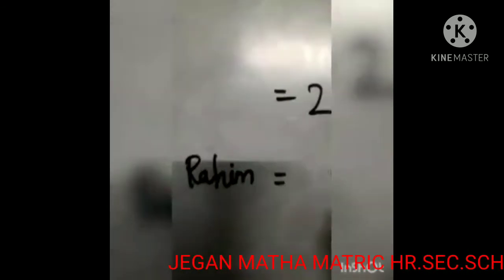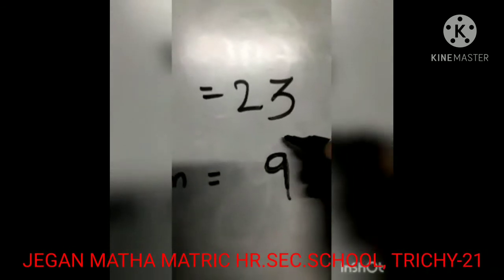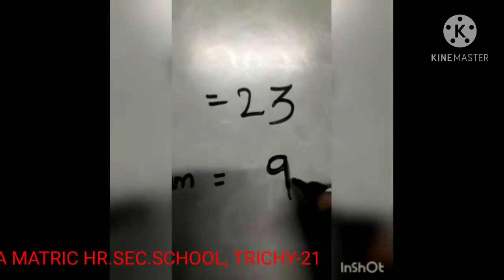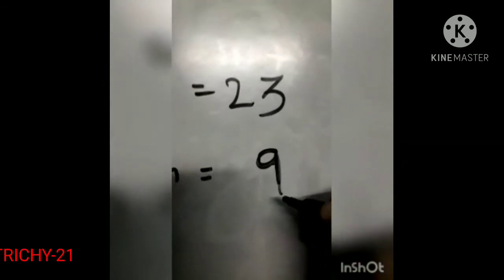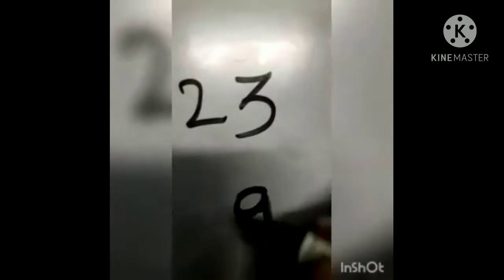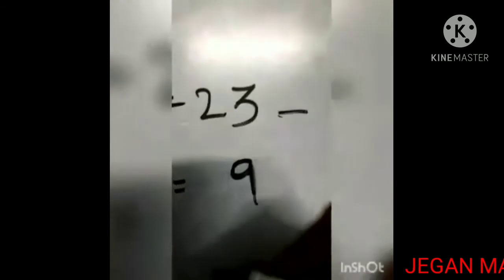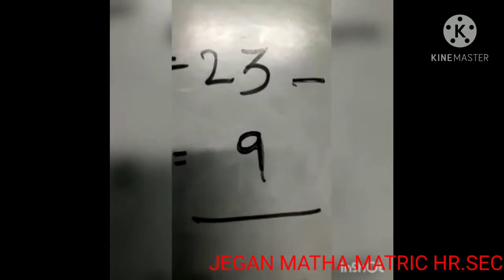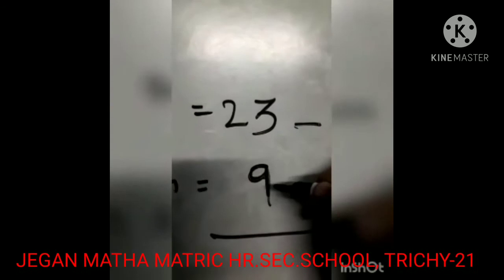From this number, he gave 9 kites to his friend. From these 23 kites he gave 9 kites to his friend. So we must subtract this number. What will we get if we subtract 9 from this 23? Now we are going to subtract 9.